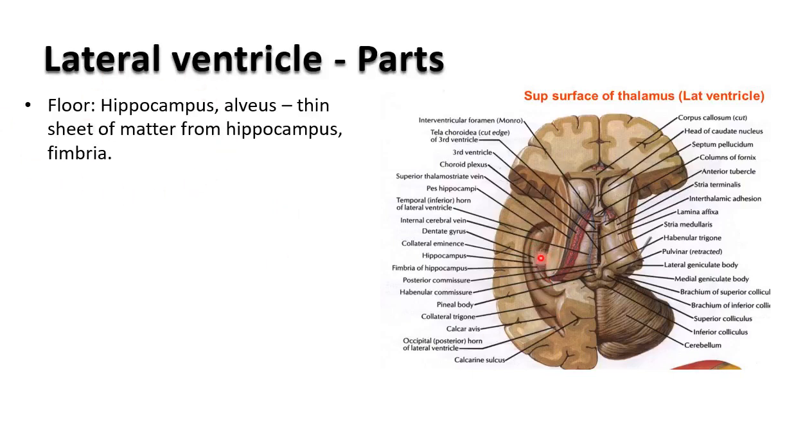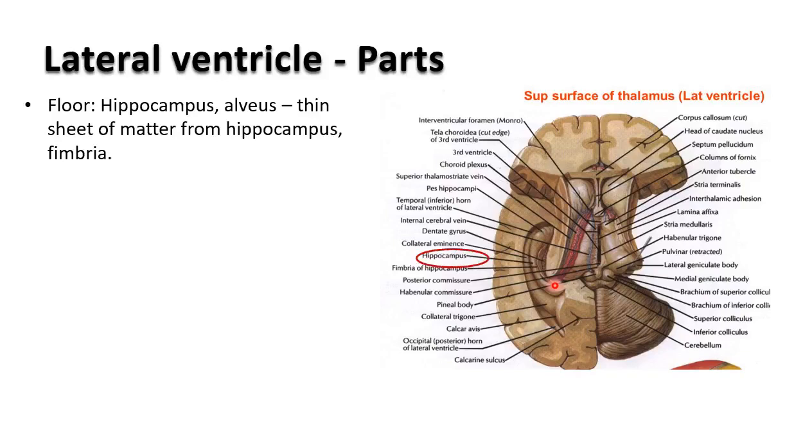So that is a sheet of white matter immediately medial to the hippocampus. This is the hippocampus which you are able to see here, and medial to that is, as I told you, the alveus, and then it continues as the fimbriae. The fimbriae, if you trace it above, will continue as the fornix.